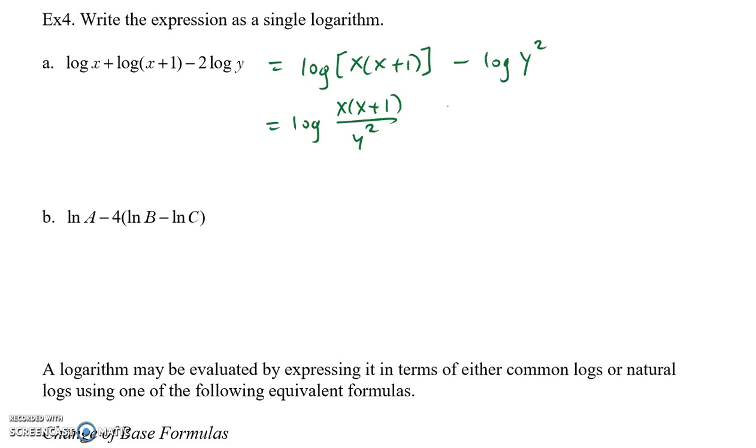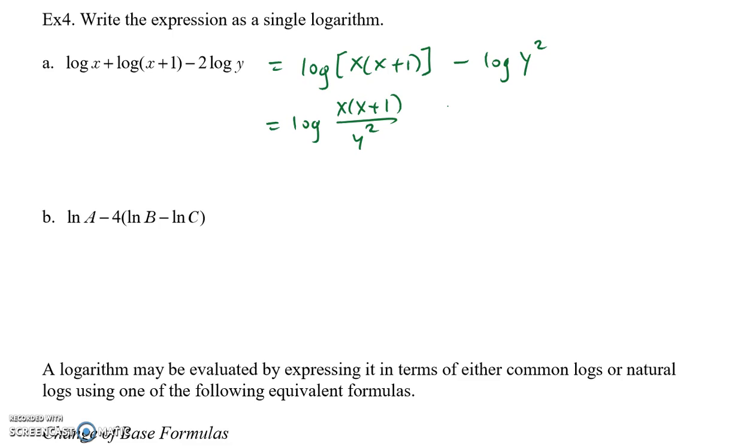Notice it's a single logarithm. It's not log over log. It's a single logarithm of x times x plus 1 over y squared. Now you could multiply out x times x plus 1 if you wished, but that's not absolutely necessary. It's sufficient just to write it in this form. It is indeed a single logarithm, and it can't really be simplified any further than it is.